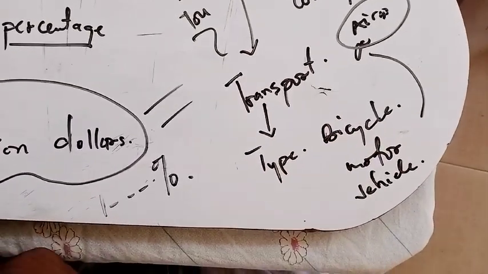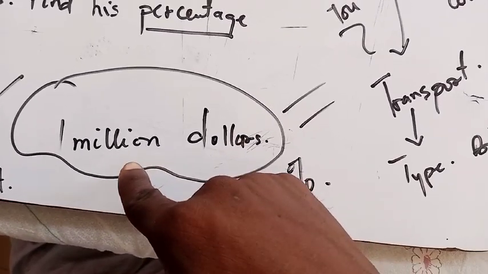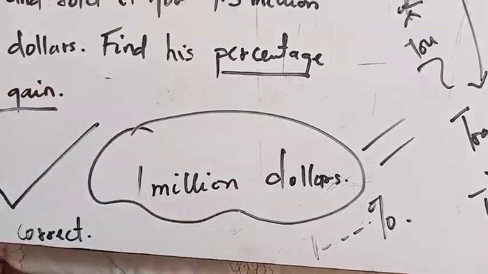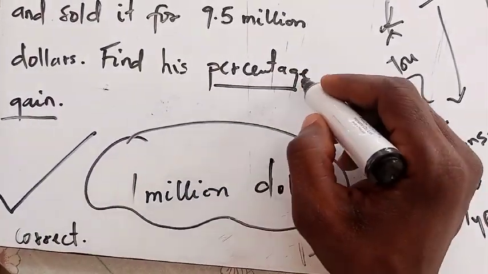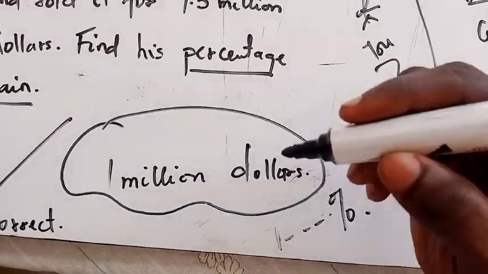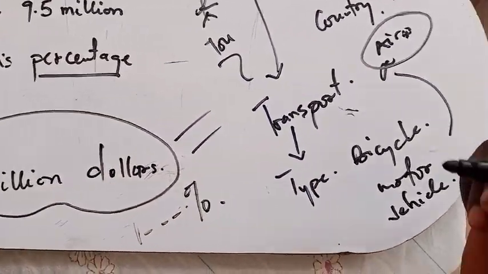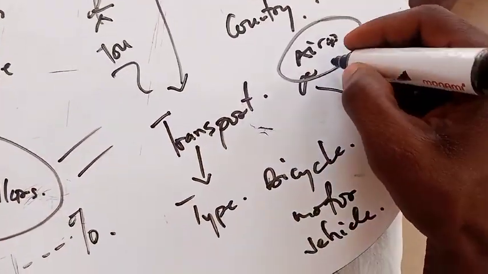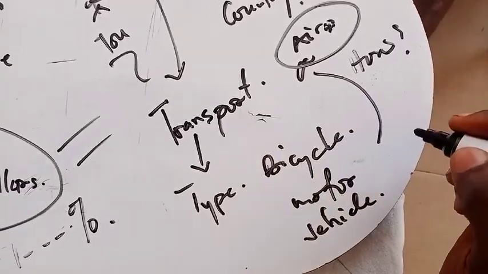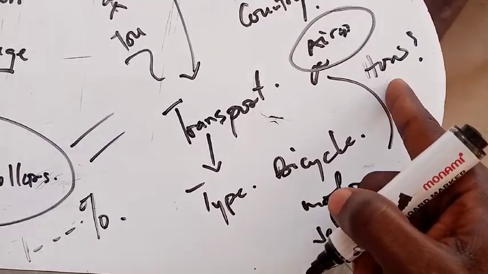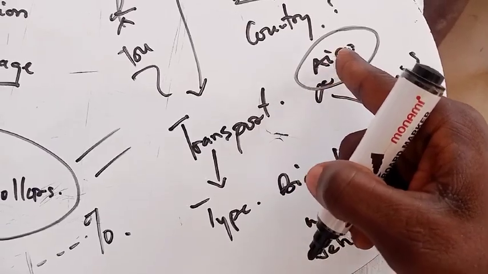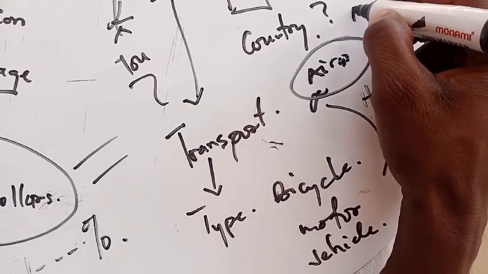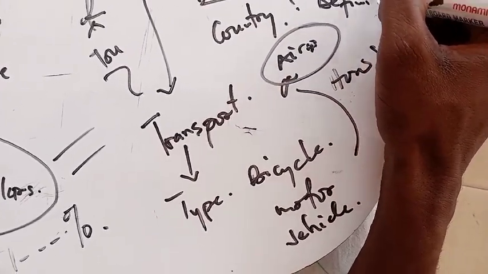What am I trying to explain here? You should know the means of transport you are going to use in order to arrive at what they are asking you to find in this question. In this case, that's the percentage gain. Which definition, which formula are you going to use? If I want to move by an aeroplane from one country to the other, you cannot ask me how. This is a definition for me to convey from A to B. That is what we are calling a definition, a formula.